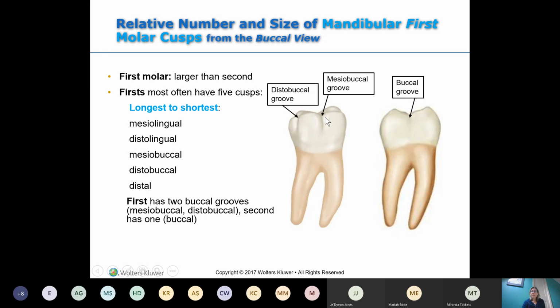This is the mesial buccal cusp. This is the distal buccal cusp. And right down the middle, you have what we call a mesial buccal groove. Between the distal buccal cusp and the little distal cusp, we have a distal buccal groove. So the mesial buccal groove is more toward the mesial than the distal buccal groove. So there are two grooves on the buccal side of a mandibular first molar.